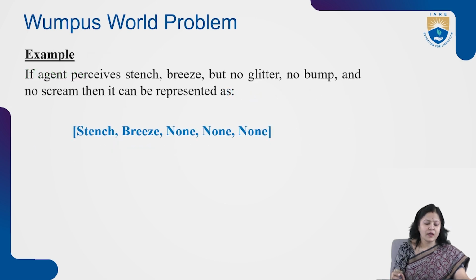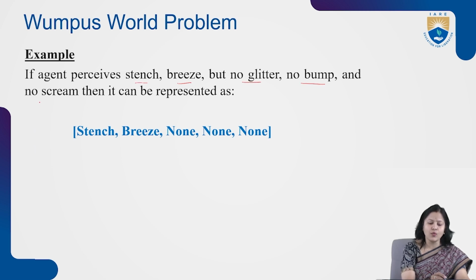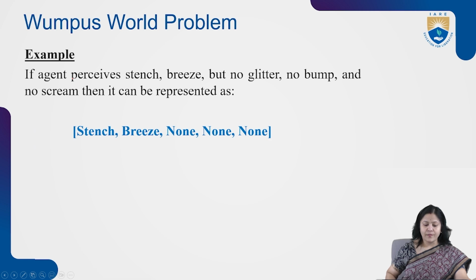This is the example. Now we have already discussed how to represent the PEAS representation for this problem: performance, environment, actuators and sensors. Now, how to represent the problem for a particular state. If the agent perceives stench, breeze but no glitter, no bump and no scream, this is the way of representation. All the 5 things we can write in one line, like the agent is perceiving stench, breeze, but there is no glitter, no bump and no scary sound. So this is the way we can represent any state.